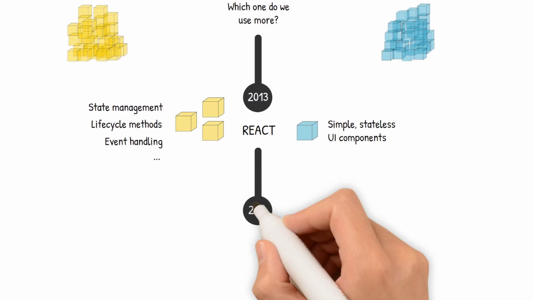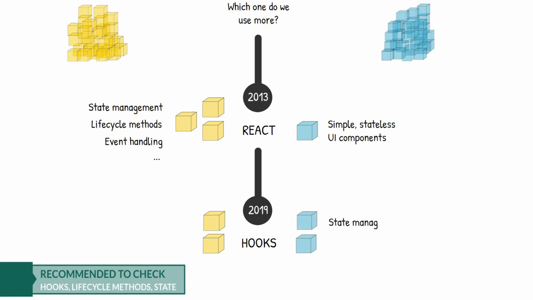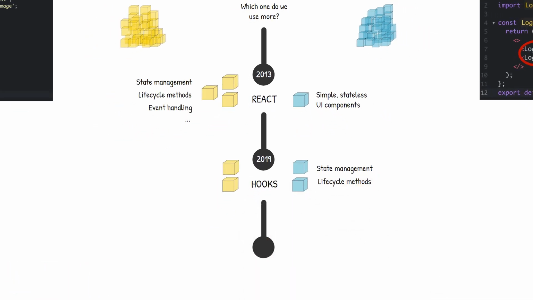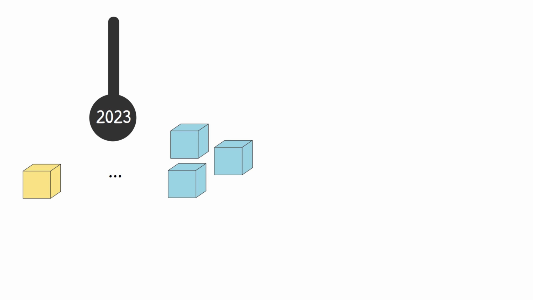2019, big change: hooks, which significantly changed the way developers work. Functional components suddenly gained the ability to use state and lifecycle methods, which made them much more powerful than before. Nowadays, functional components with hooks have become the preferred way of building components in React. And there are a few reasons for that.